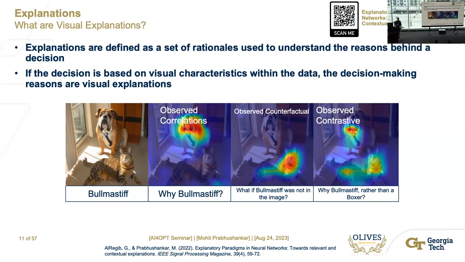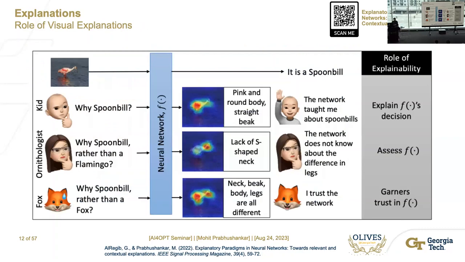Now, a neural network essentially needs to be able to answer all these three questions in order to satisfy all the different stakeholders, because there are going to be different stakeholders in terms of interpretability, explainability. The simple question of why spoonbill? In this particular case, a network needs to highlight all the different parts of the body of the spoonbill, you know, the pink and round body, straight beak. So let's say a child is asking such a question, and the child needs to learn about spoonbills, this is a perfect solution. It's telling everything that a child needs to know about what a spoonbill bird is.